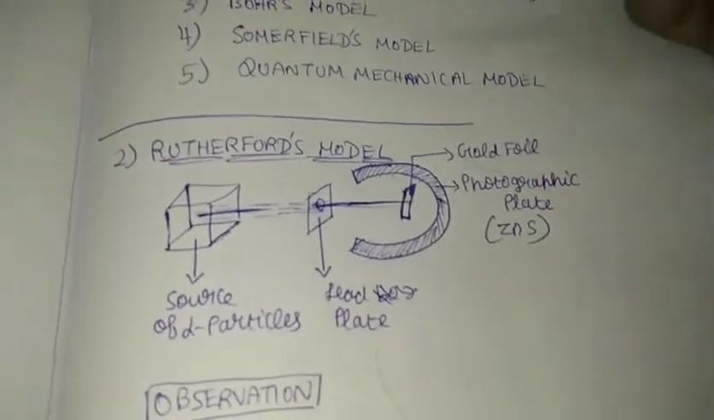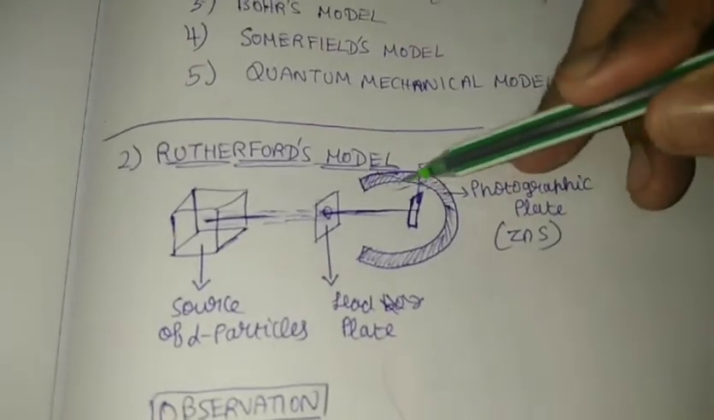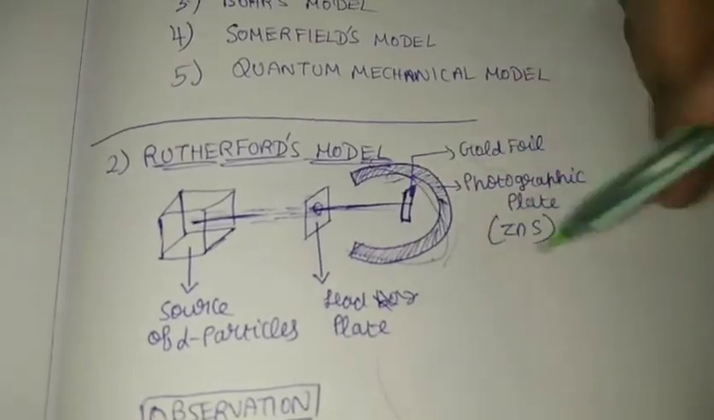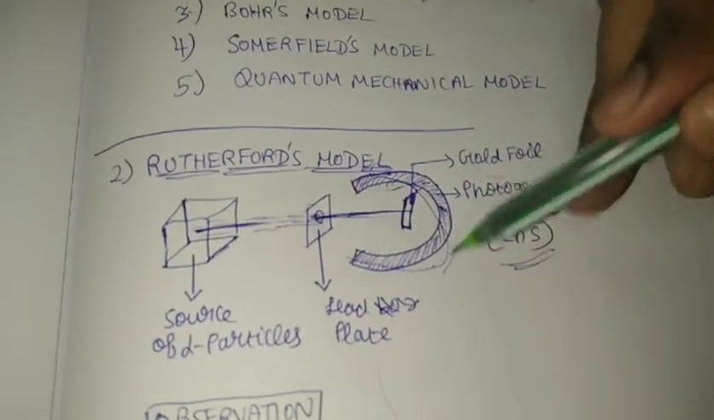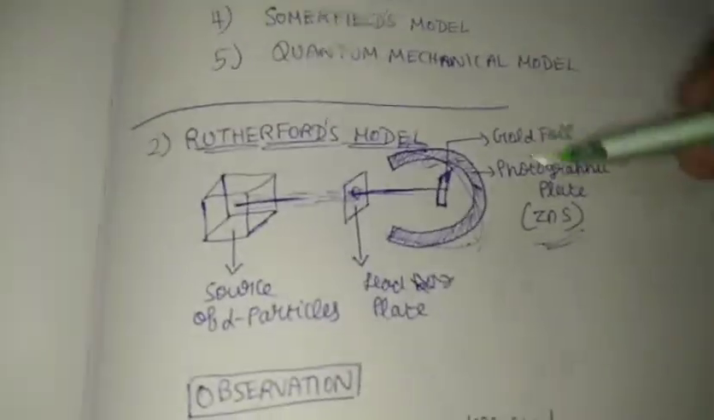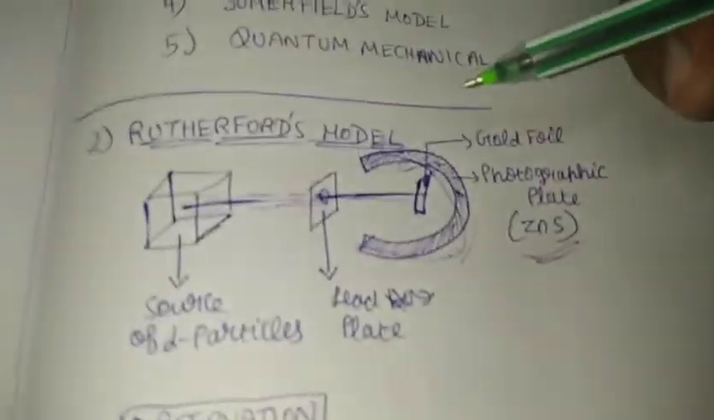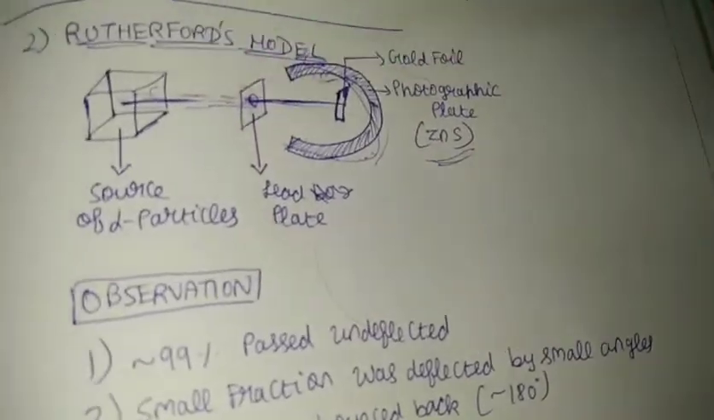And as usual, as we saw in the cathode ray experiment, this photographic plate was coated with ZnS. If these rays strike the plate at different points, light is emitted. So this was basically the experimental setup. So what did he observe? The rays went through.